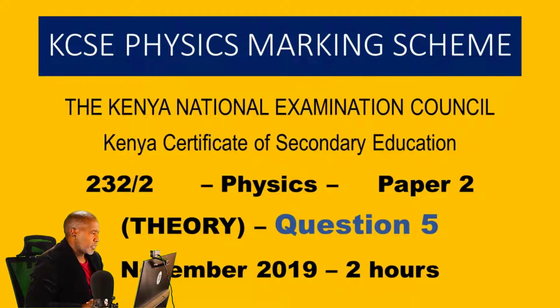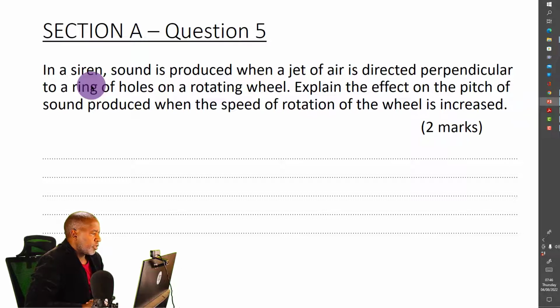So let's look at question number 5. In question number 5, we are told that in a siren, sound is produced when a jet of air is directed perpendicular to a ring of holes on a rotating wheel. Explain the effect on the pitch of sound produced when the speed of rotation of the wheel is increased.